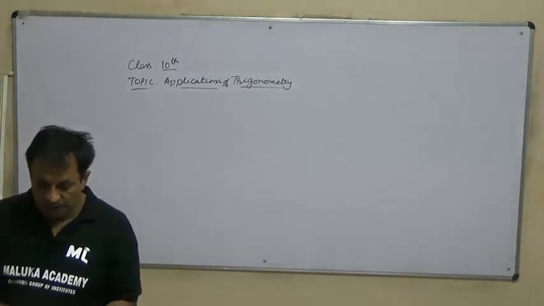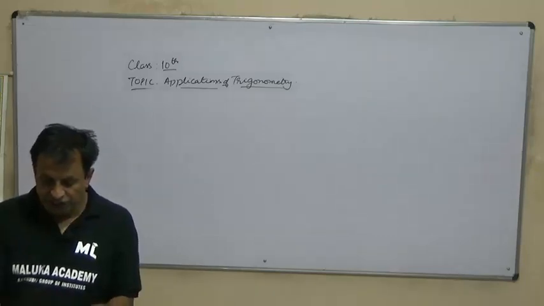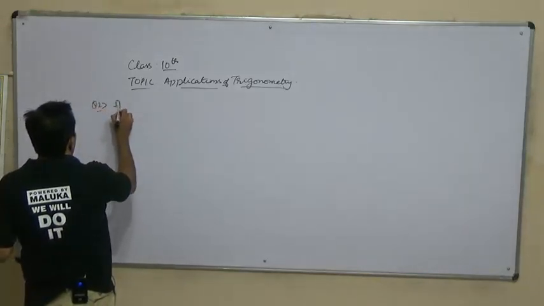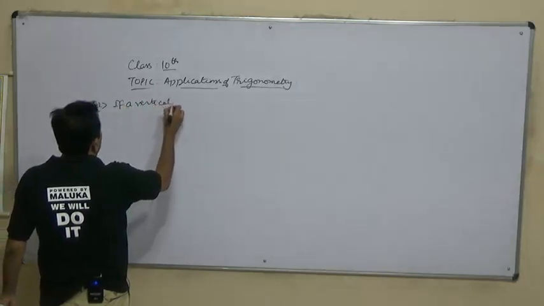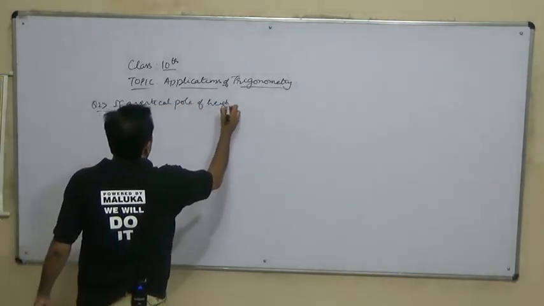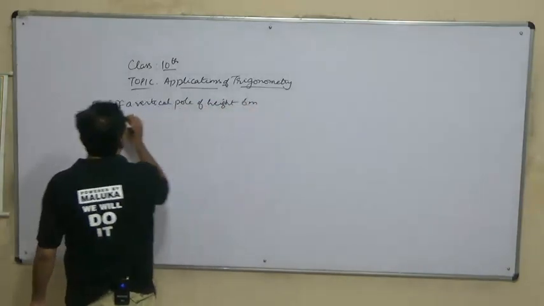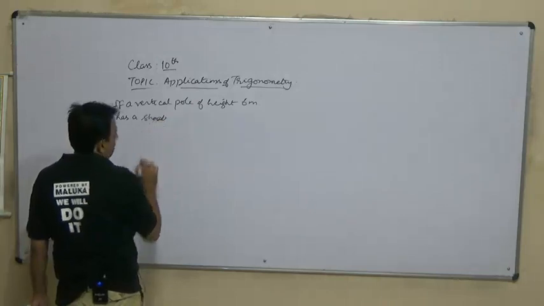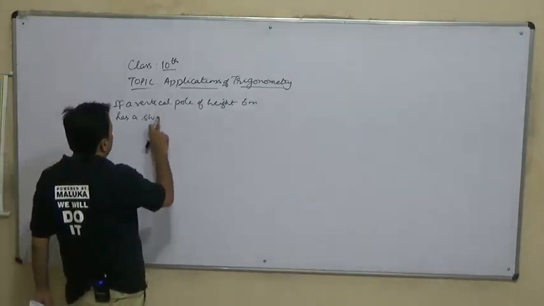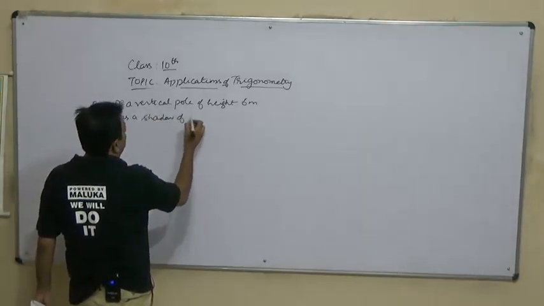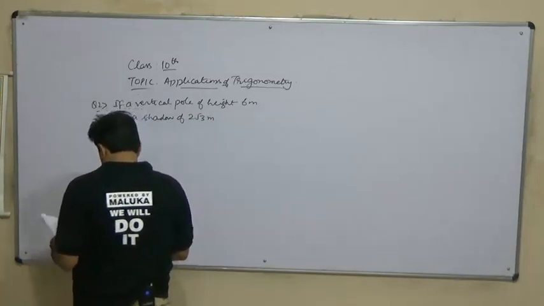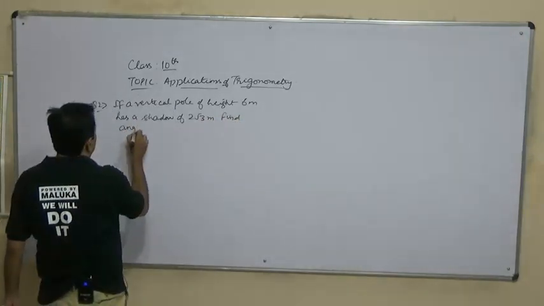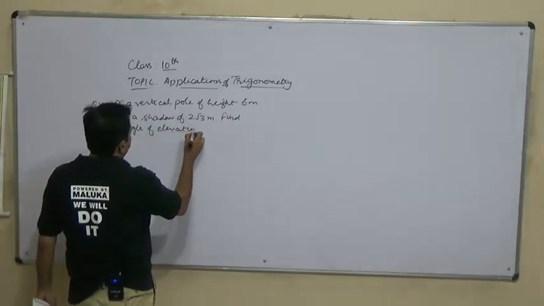Then the second question is: if a vertical pole of height 6 meter has a shadow of length 2 root 3 meter, find the angle of elevation of the sun.